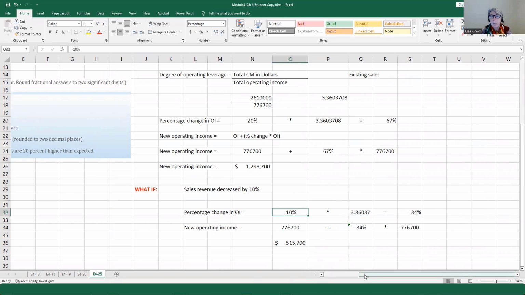So the degree of operating leverage is a powerful tool because it can explain to us what will happen to the operating income with only a small change in the sales revenue. Again, the higher this number is, the more volatile the change is going to be. So we have to keep that in mind.